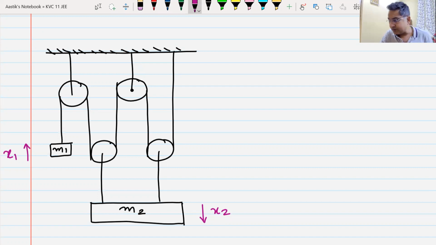So try and do it. V1 is equal to 4V2. That is correct. How many of you got this? V1 is 4V2.